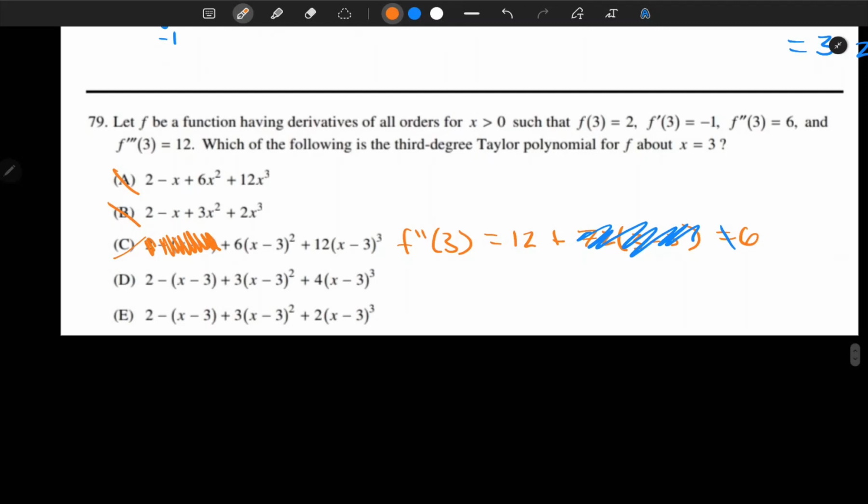Looking at D now, let's look at f triple prime of 3. F triple prime of 3, well, we know that this term goes away, the second term goes away, and the third term goes away. Then f triple prime here is equal to 24. But that's not equal to 12, which is what we wish for it to be equal to. So the answer is not D. So the answer here is E.